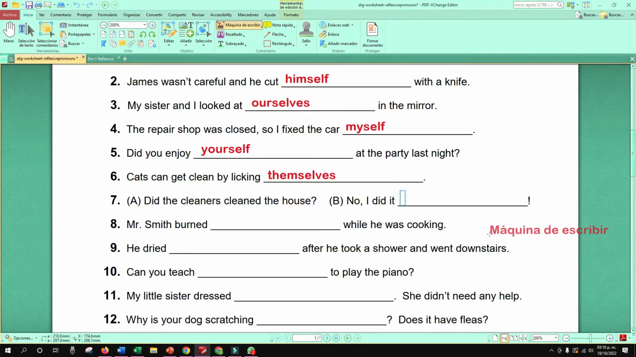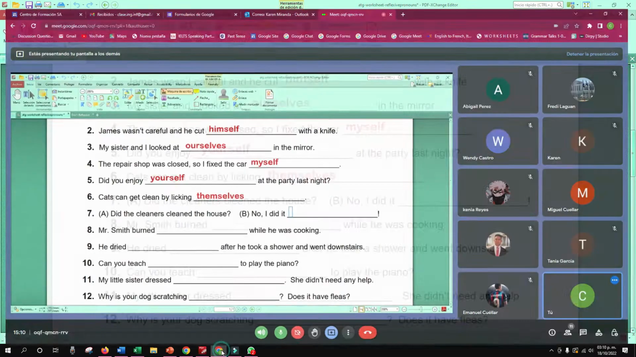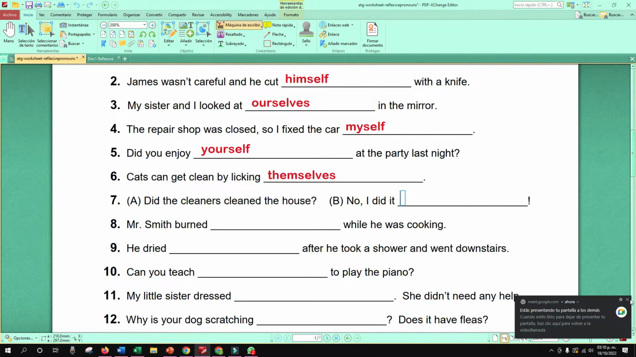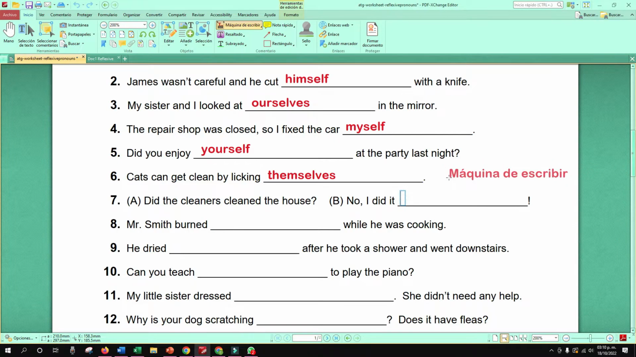7. There you have, did the cleaners clean the house? No. I did it. What? I did it what? Thank you, Mr. Gooding. Myself. Myself. Excellent. So, did the cleaners clean the house? No, I did it myself. Perfect.